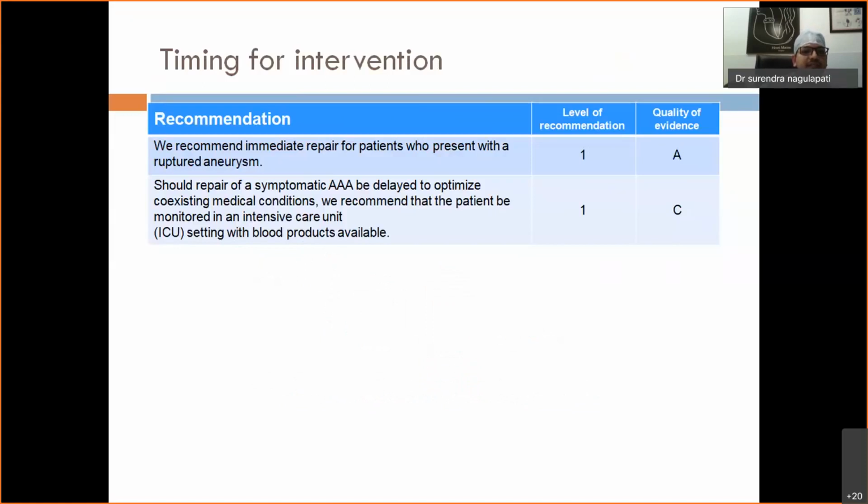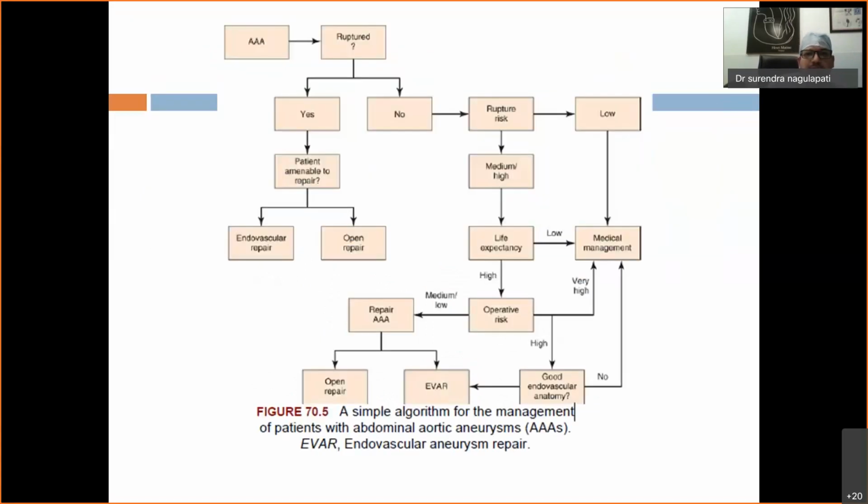Timing for intervention: they recommend immediate repair for patients who present with a ruptured aneurysm, and repair of symptomatic aneurysms should be delayed only to optimize coexisting medical conditions, and the patient be monitored in the intensive care unit setting with blood products available. And this is a slide showing when to intervene.